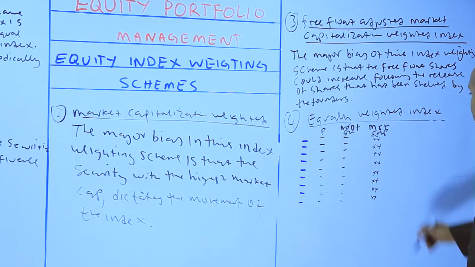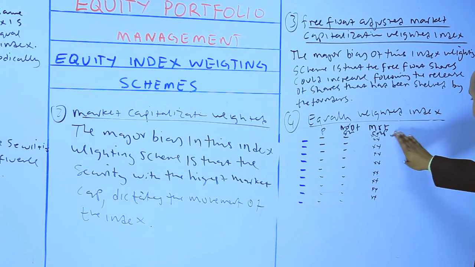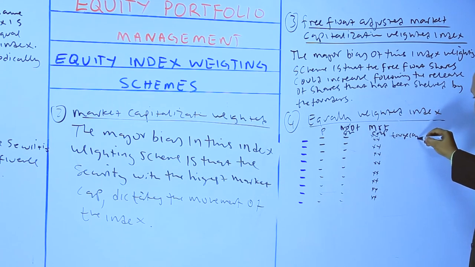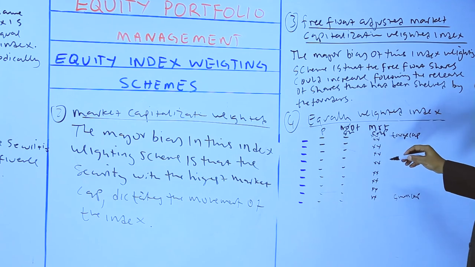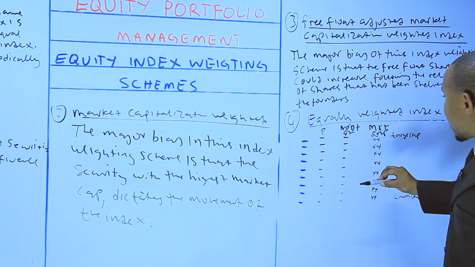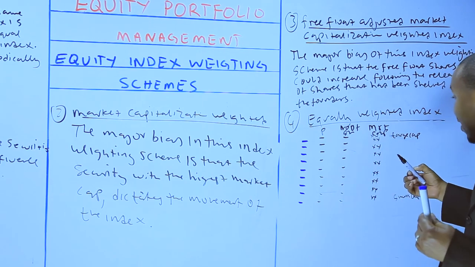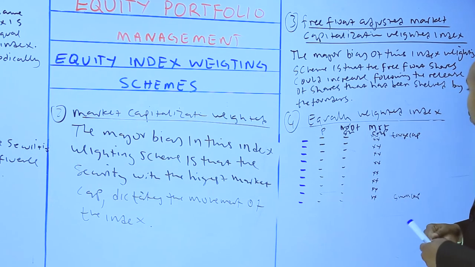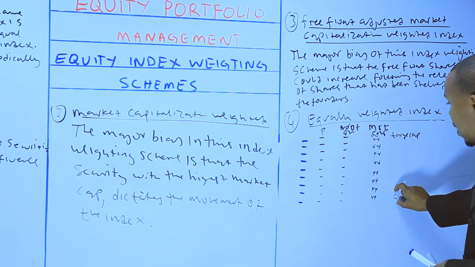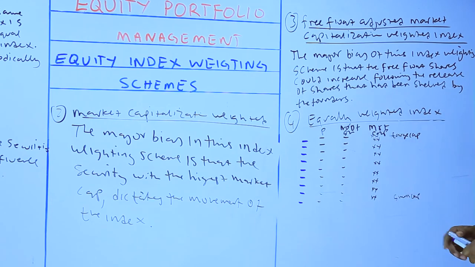So here you'll have the large cap stocks, and here you'll have small cap stocks. In an equally weighted index, the weights of the returns of the securities are assigned equally. And so the major bias of equally weighted index is the fact that small cap stocks tend to have more magnitude on the equally weighted index as compared to large cap stocks.